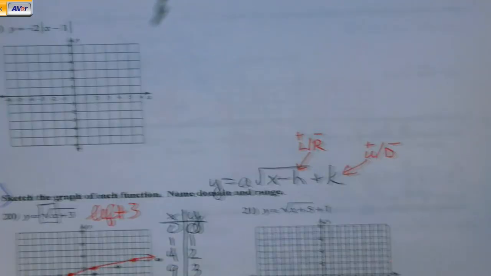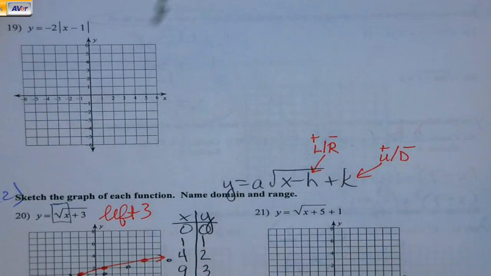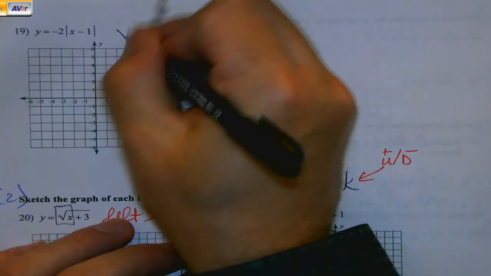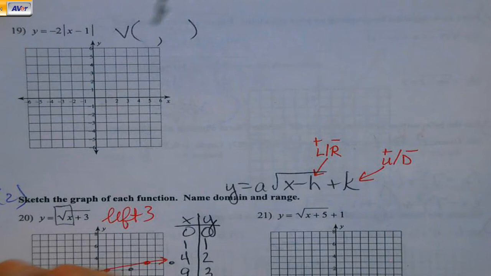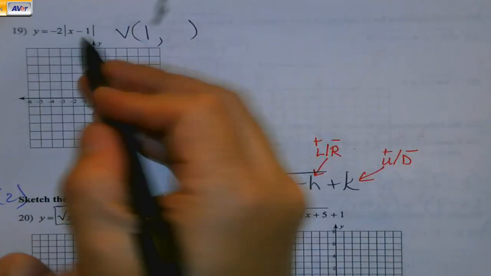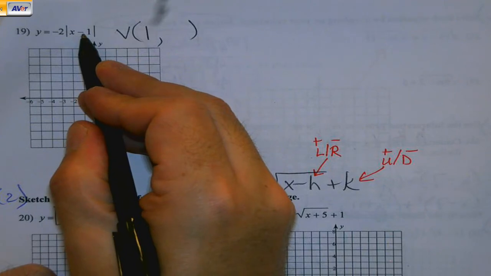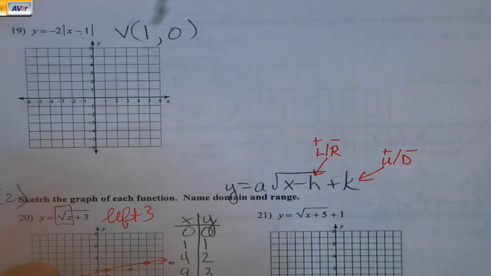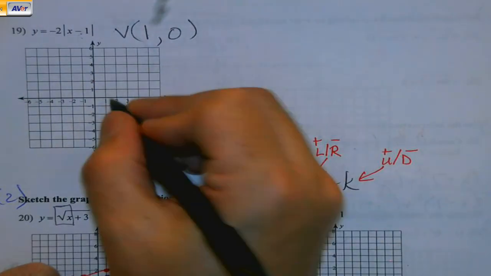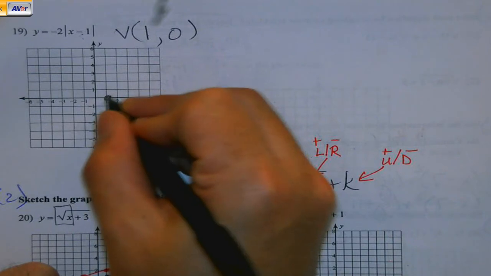So I flip over. We got one more of these. Okay, I need some help this time. What's my vertex going to be on this one? Okay, 1, the opposite of h. So the opposite of -1 is 1. And there is no plus or minus, so it's 0. Make my point.